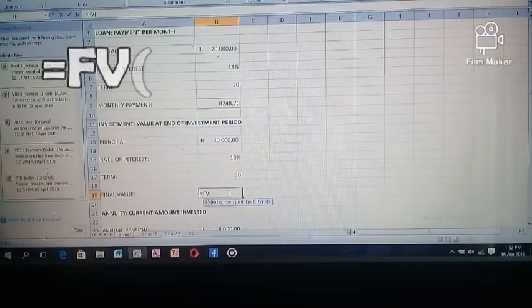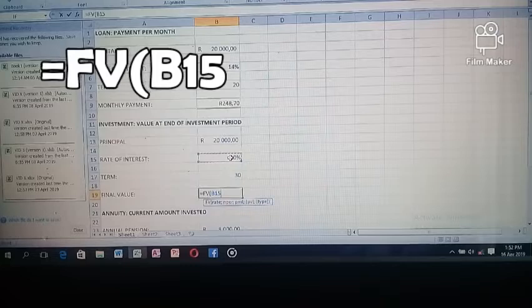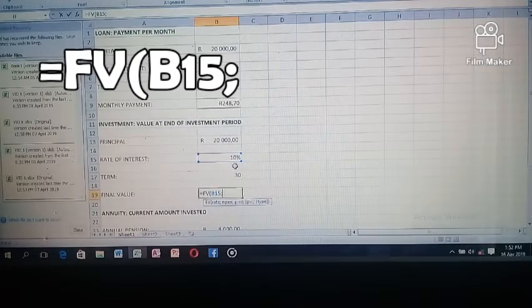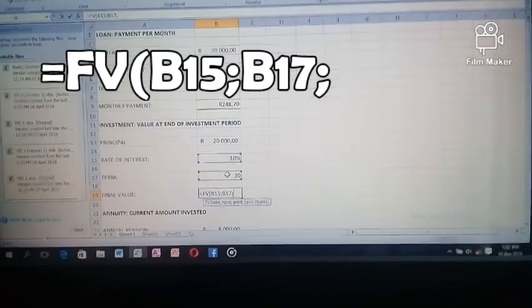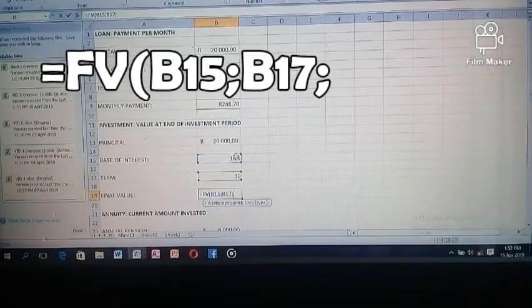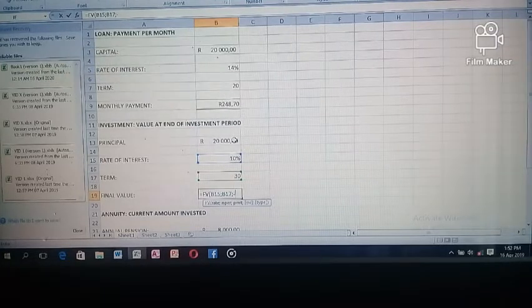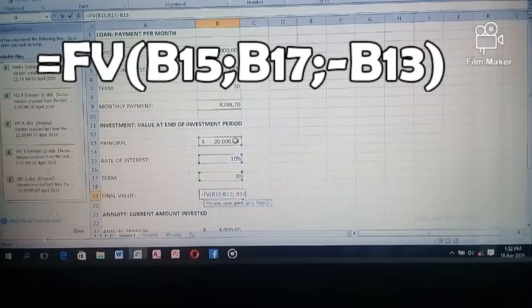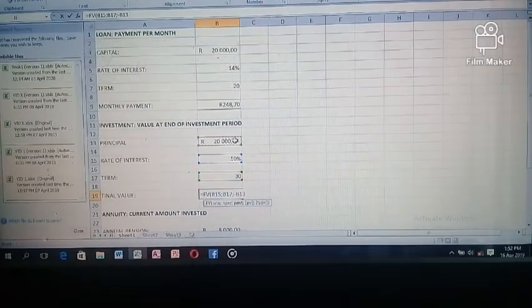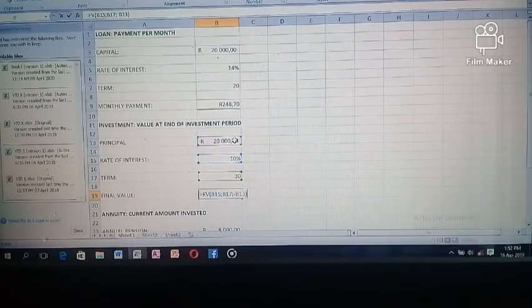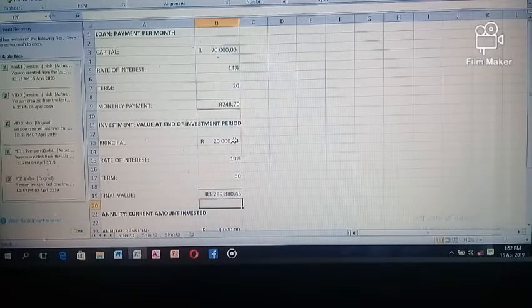Open brackets. What's our rate? Our rate is 10%, isn't it? Semicolon, term. What's our term? 30 years, isn't it? 30 years, which is negative 20,000, isn't it? Simple as that, guys. Look at that. We have made a mistake again.